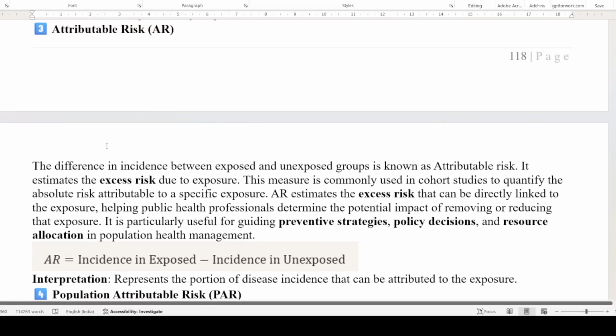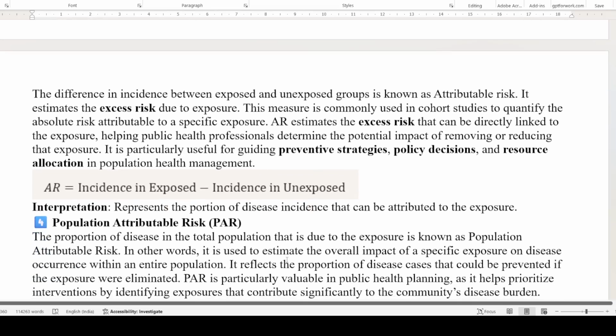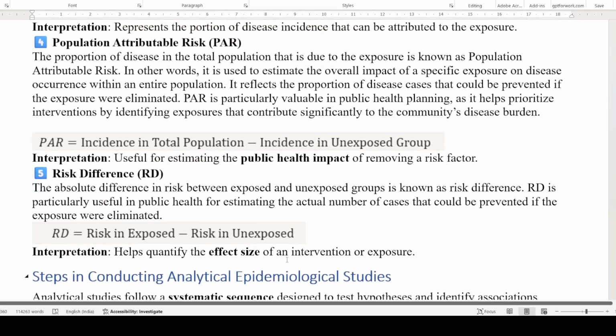Next comes attributable risk, which means the incidence in the exposed group minus the incidence in the unexposed group. It estimates the excess risk that can be directly linked to the exposure, helping healthcare professionals determine the potential impact of removing or reducing any exposure. Next comes population attributable risk, which means incidence in the total population minus incidence in the unexposed group. Again, it helps to prioritize interventions by identifying the exposure.